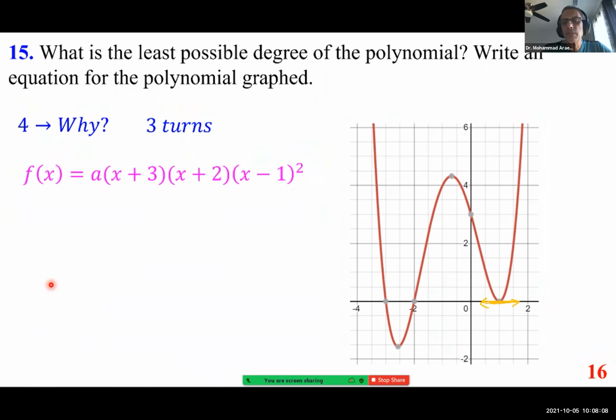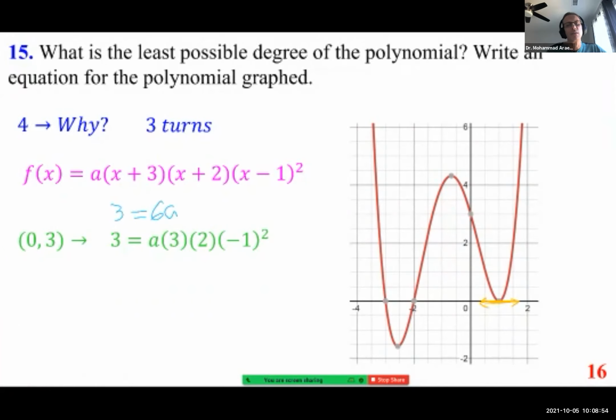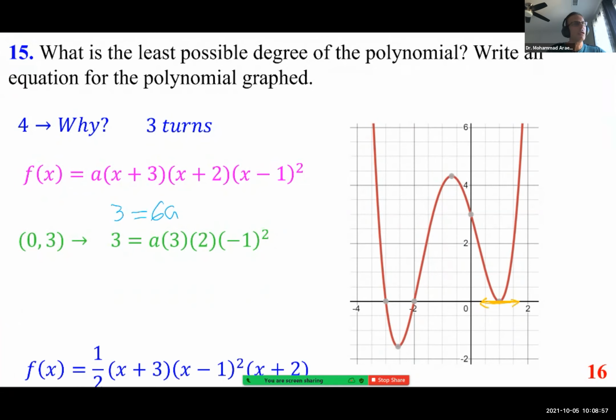We also see the y-intercept is located at (0, 3). Plug in, replace the y with 3, x with 0. So every x here, we replace it with 0. And f of x or y, we replace it with 3. So this is 3, this is 0 plus 3 is 3, this is 2 minus 1 squared. And I hope you realize this is 1 because it gets squared. So 6a equals 3, and a becomes 1/2.